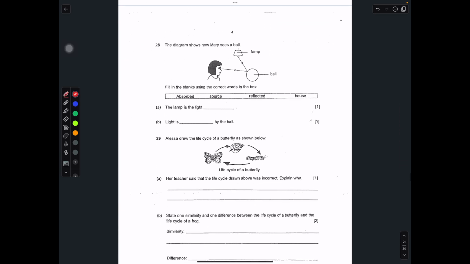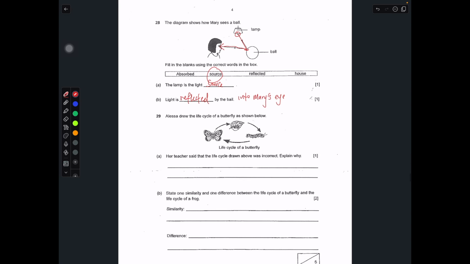So for number 28, the diagram shows how Mary sees the ball. The light from the light source hits the ball and gets reflected into Mary's eye. So the lamp is the light source. A few helping words: the light is reflected by the ball into Mary's eyes, so that she can actually see the ball.